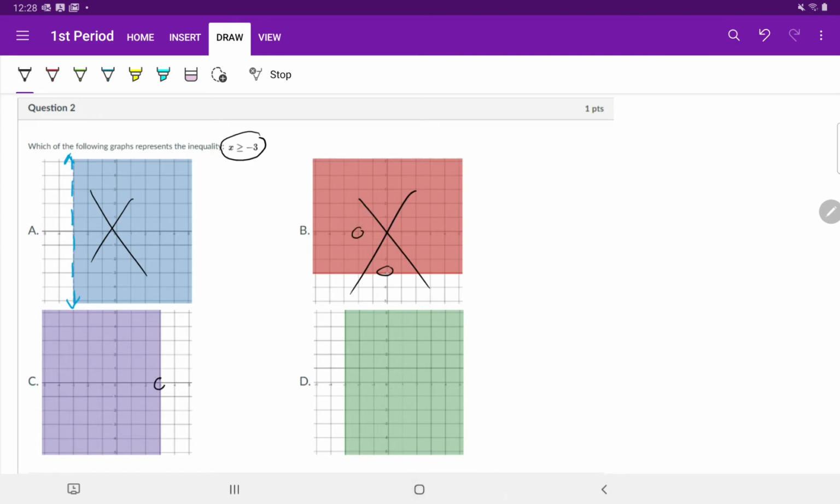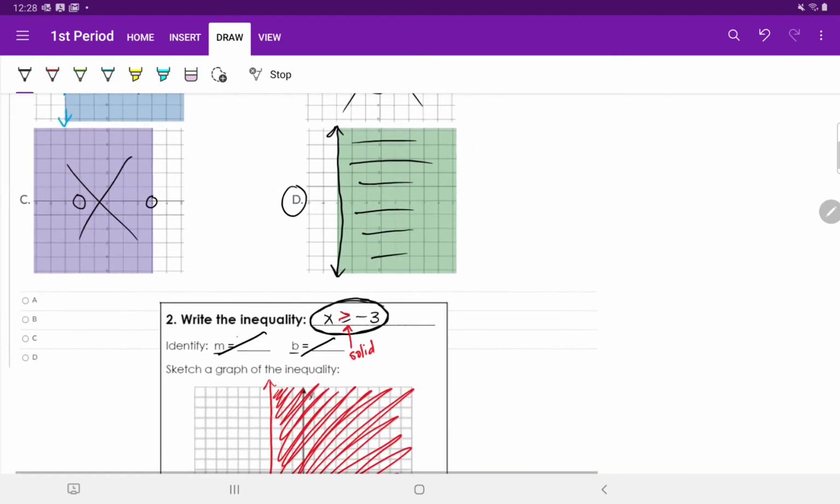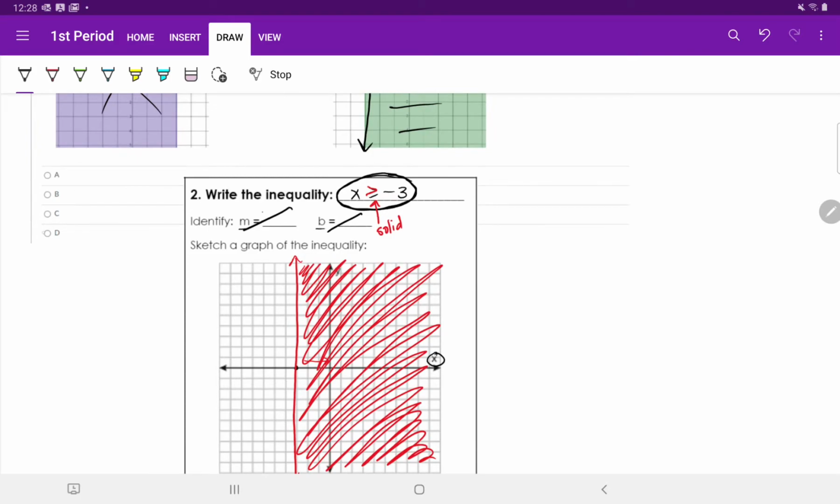Part C goes through +3, not -3. I think I just circled the wrong one. That looks like 2. I can't see my numbers. They're so tiny. But anyway, regardless, that's wrong because it goes through +3. So it has to be D. It goes through -3, it's a solid line, and it shades to the right. So that's exactly like the graph that we drew below. So our answer here is D.